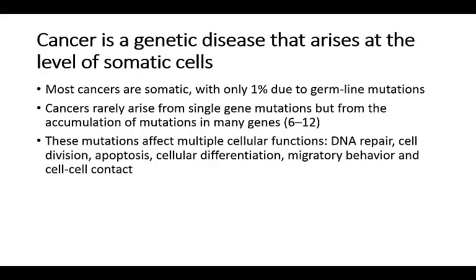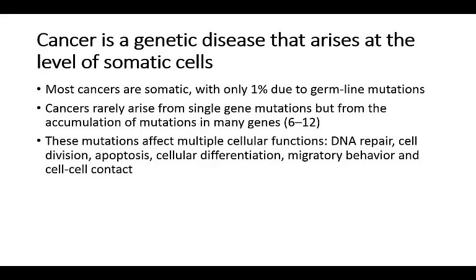Cancer mostly is going to affect somatic cells, so only about 1% of cancer will be due to germline mutations. And so most of these cancers are going to be newly arisen and not necessarily be something that is inherited. Cancers very rarely will arise from just single gene mutations, but instead you have mutations accumulated in many different genes, maybe 6 to 12 genes.